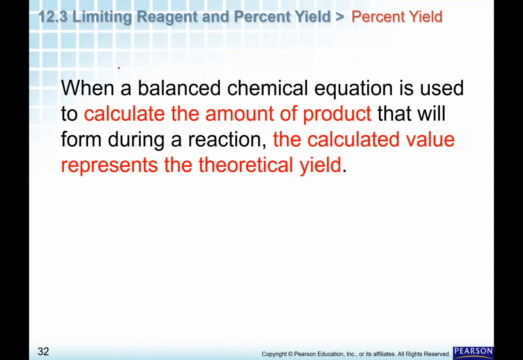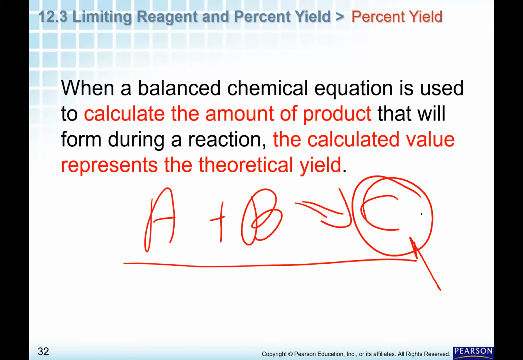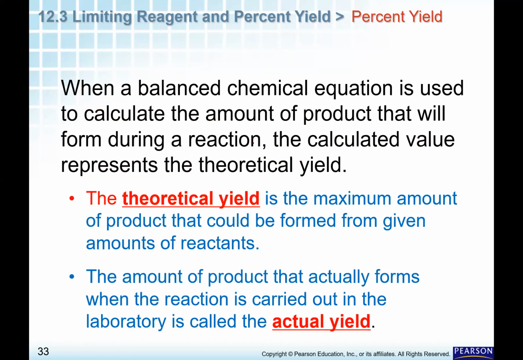When we calculate, we have A plus B to produce C, okay? And we were asked to calculate how much C is produced. When we do that, we do that calculation on paper. We do not go to the lab and do the reaction. This is theoretical yield. So when we calculate this amount, that is what we refer to as the theoretical yield.